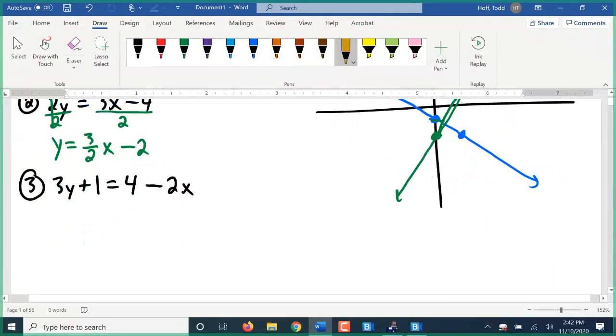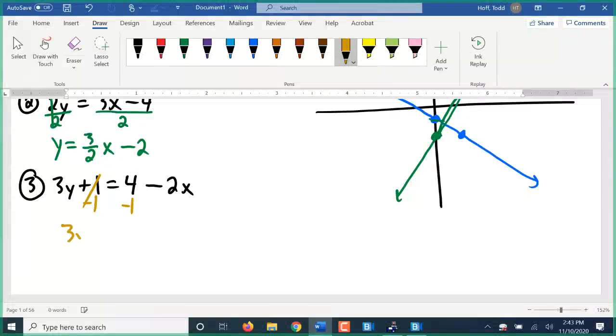For number 3, we have to get y by itself. Y has been multiplied by 3, and then 1 has been added to it. We're going to start by subtracting 1 to get rid of the plus 1. On the other side, I'll subtract 1 from the 4 ones.